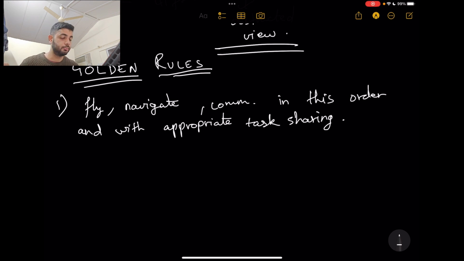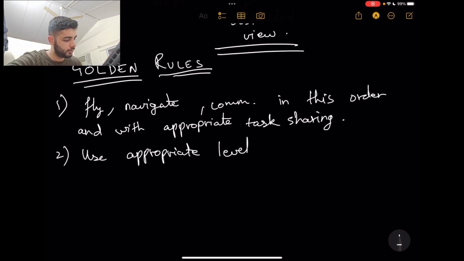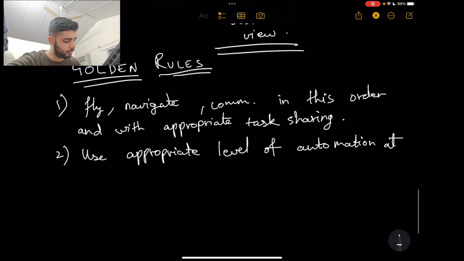You'll always notice that there's a caveat at the end of everything, a small little trick. It is not just fly, navigate, communicate; we also have in this order and with appropriate task sharing. Then the next one: use appropriate level of automation at all times.